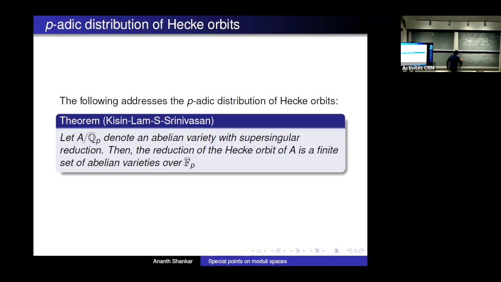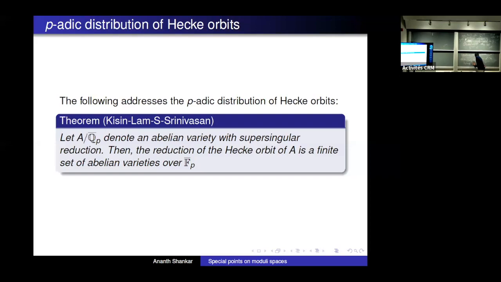Let A be defined over QP, and then define isog of A to be the set of all abelian varieties B over QP bar such that B is isogenous to A base changed to QP bar. Isogenous anywhere over QP bar. Now you can also look at isog of A mod P.